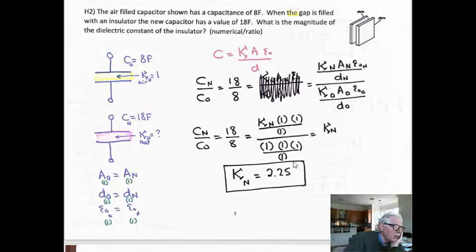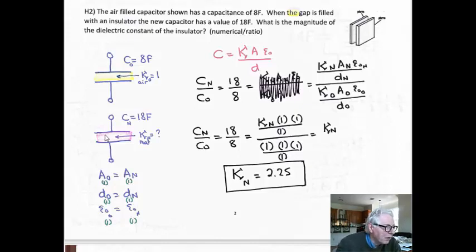First thing is to visualize. Here's my old capacitor, and it was air-filled. I know that an air-filled capacitor, like a vacuum, has a dielectric constant of 1. There's no benefit from having air inside the gap over having a vacuum inside the gap, so the capacitance is not improved or increased. So the dielectric constant for air is the same as for vacuum, which is 1.